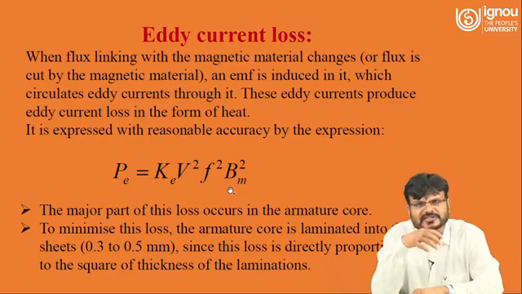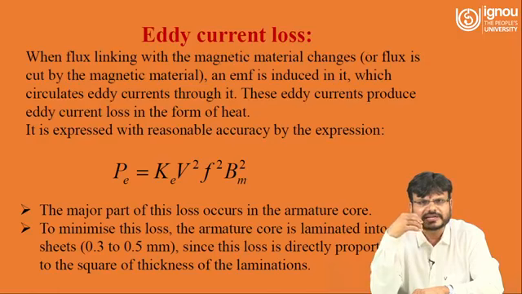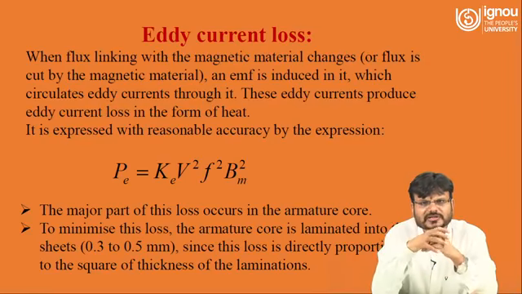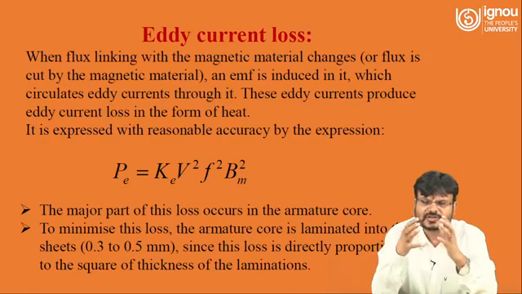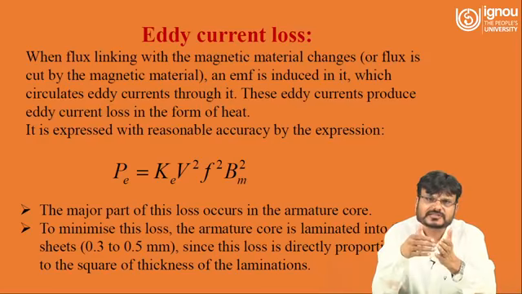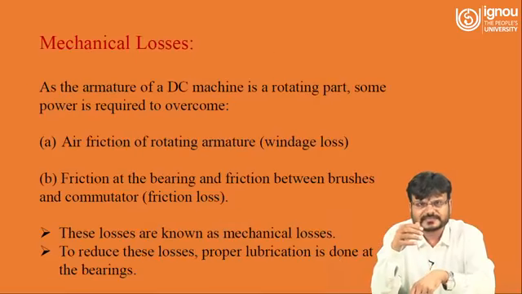So when the flux linking with the magnetic material changes, an EMF is induced in it, which circulates eddy current through it. The major part of this loss occurs in the armature core, and to minimize this loss, the armature core is laminated into thin sheets, since this loss is directly proportional to the square of the thickness of the lamination. So as the thickness of the laminations is less, the eddy current losses will be less.